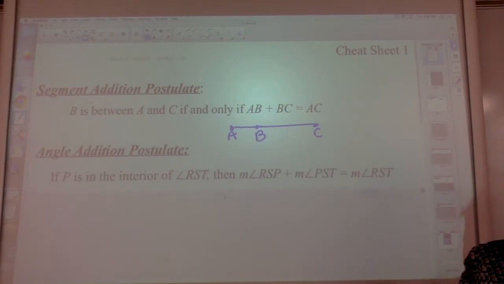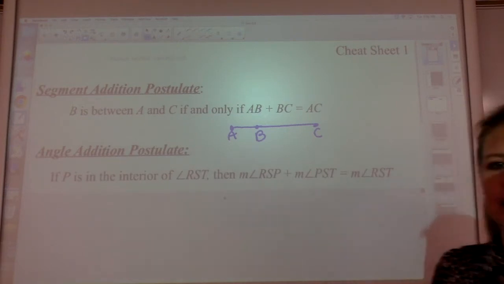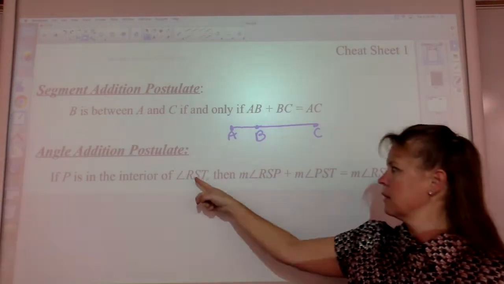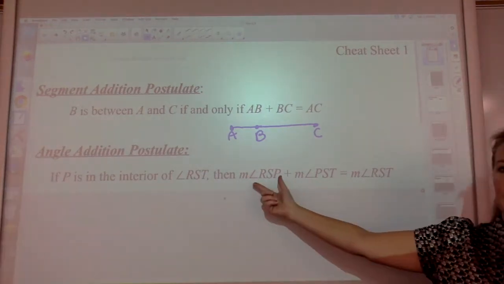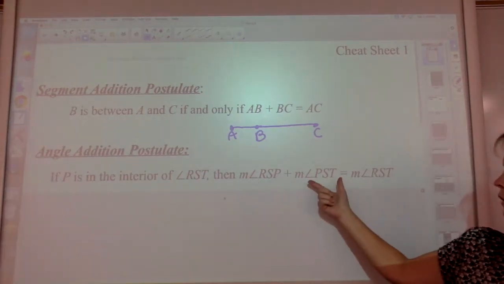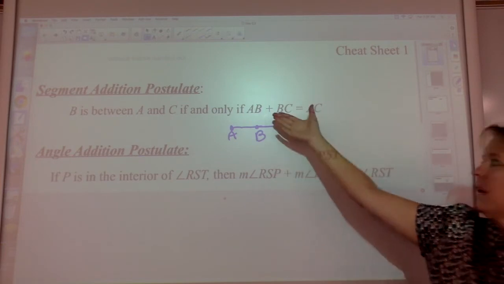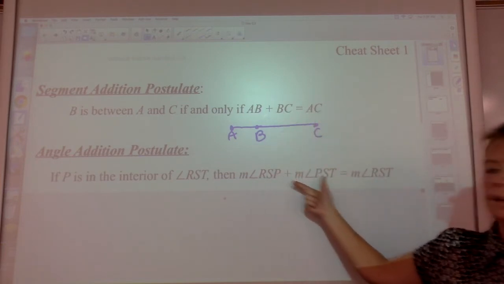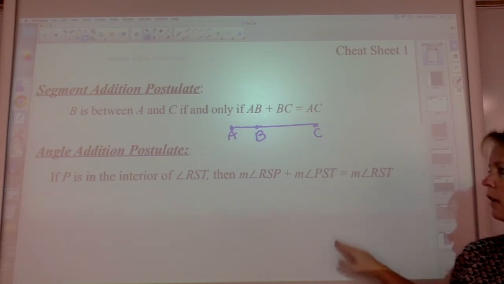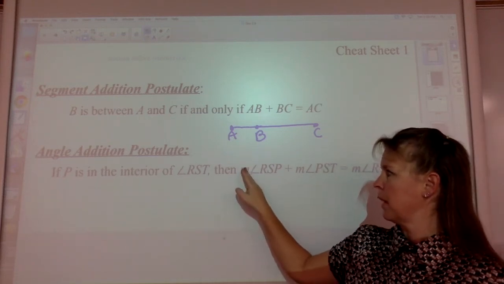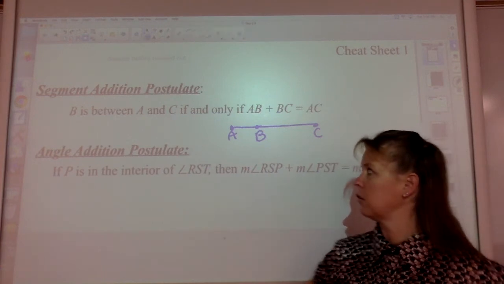This time a little different on the wording though. If P is in the interior of angle RST, so you have an angle RST, S is the vertex, then the measure of angle RSP plus the measure of angle PST equals the measure of angle RST. It's the same idea that you're going to take little angle plus little angle, make a big angle out of it. You're going to need a diagram with that just to make it go a little bit better, and perhaps you can draw this on your cheat sheet.